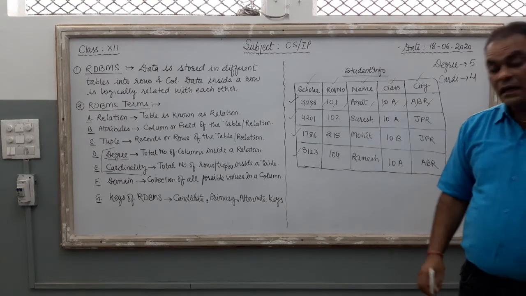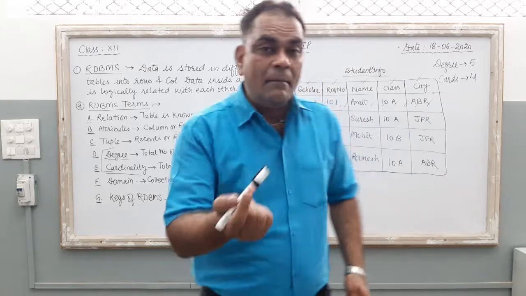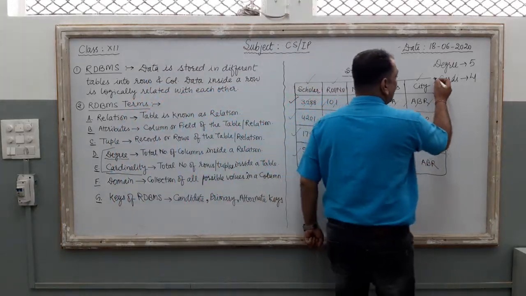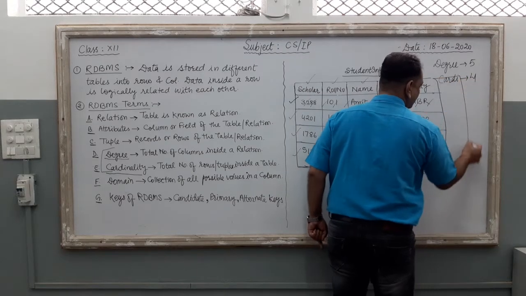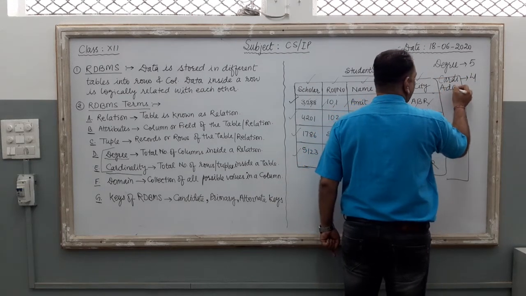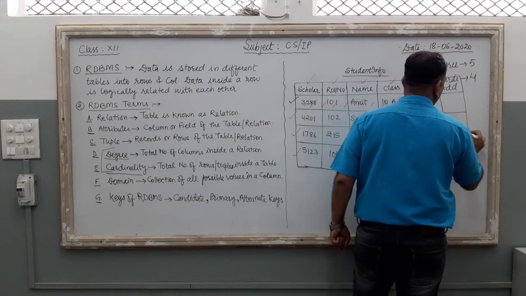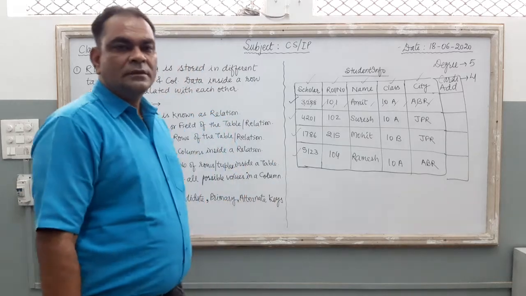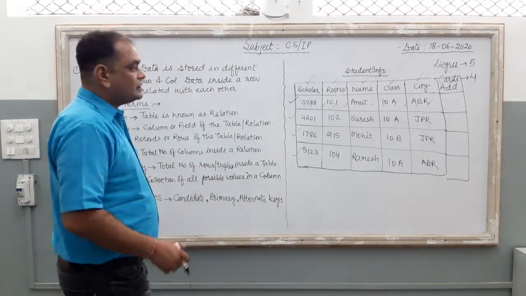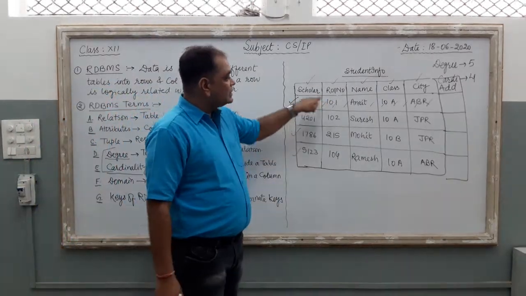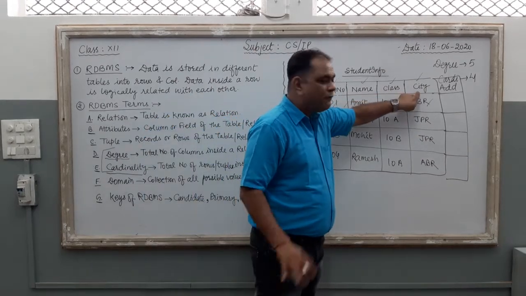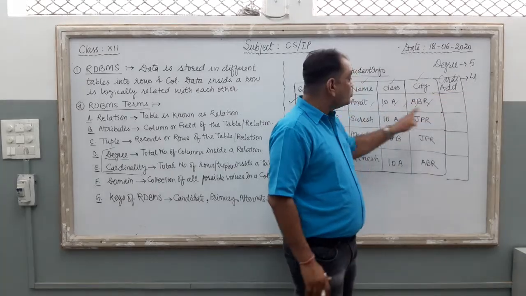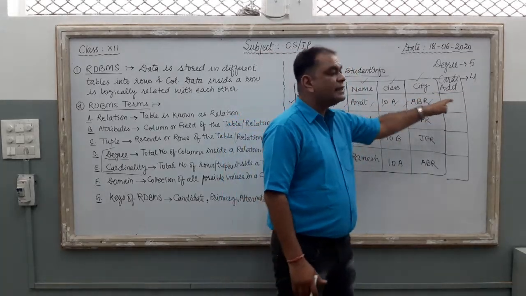Clear? Now what will happen if I add one more column to this table, and the name of this column is address? I am going to add one more column. Now count the degree of this table. One column is increased, one field is increased. So now the degree of this table is 1, 2, 3, 4, 5: the previous columns, and the newly added column is address. It is the 6th column. So right now the degree of this table is 6.